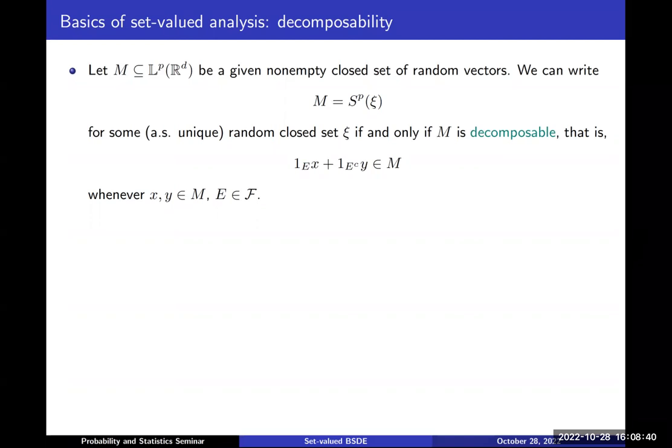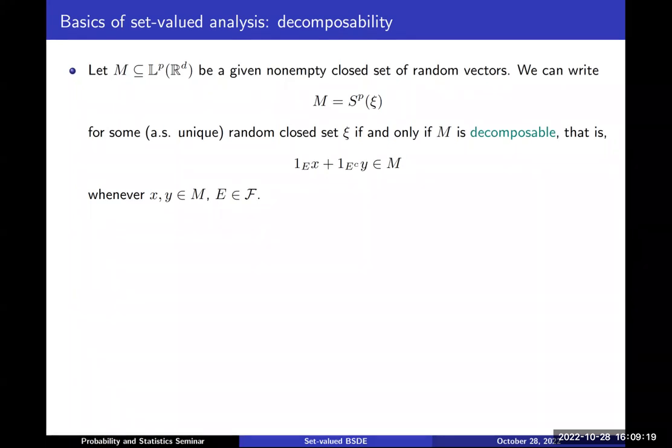So if you have a set M, which is a set of random vectors, we say that this is decomposable if this condition holds: you pick two elements, you paste them together on an event and the complement. The result should still be in M. So that's a property similar to convexity, where you take some sort of combination, you can call it a decomposable combination. The result should lie in the same set. So it's closed under taking those kinds of combinations.